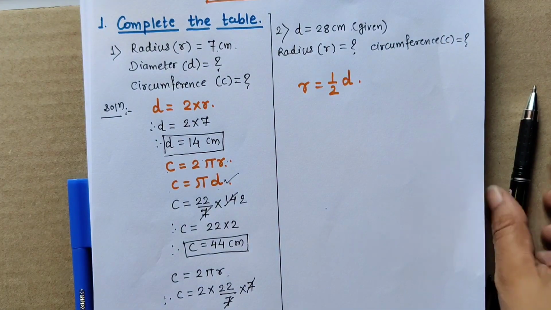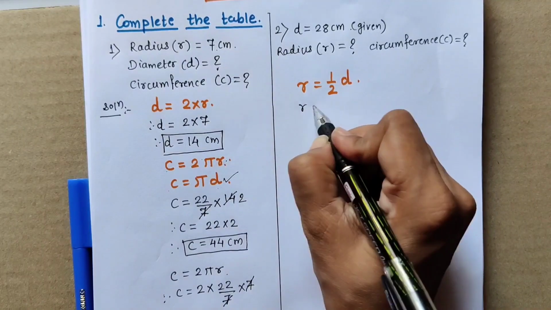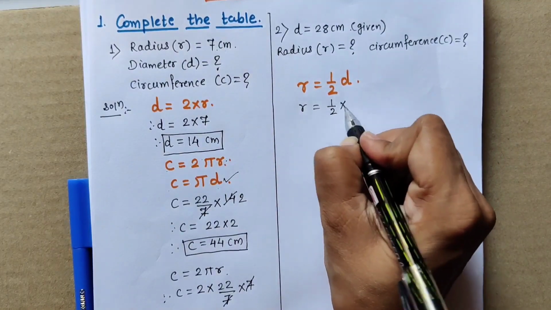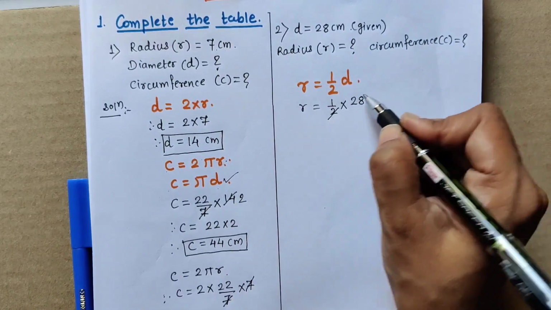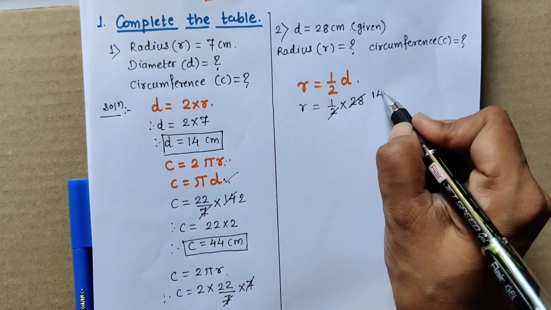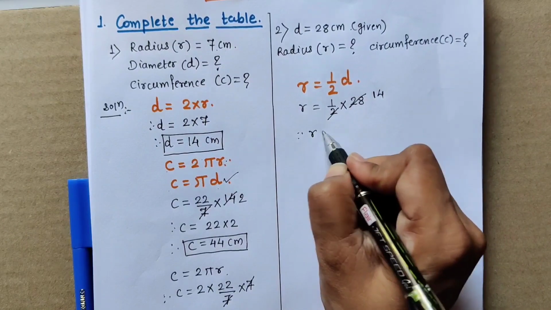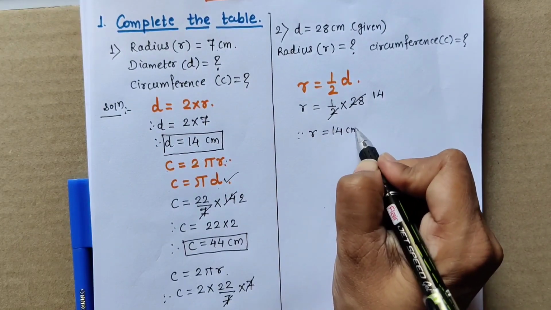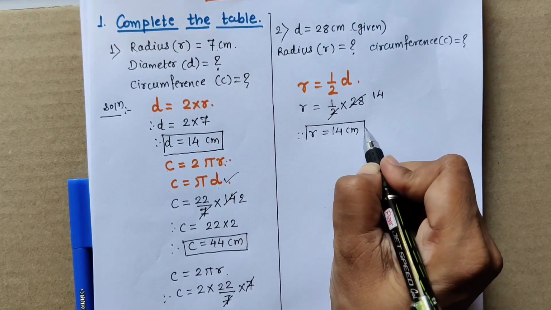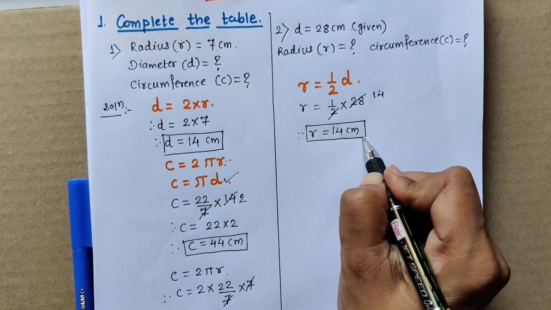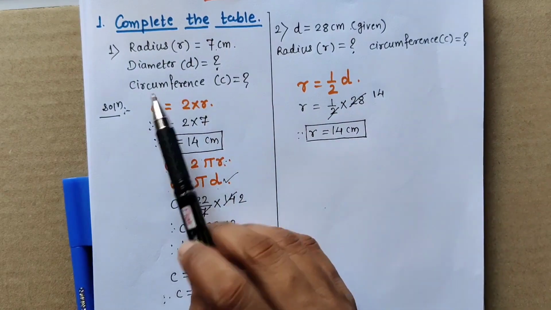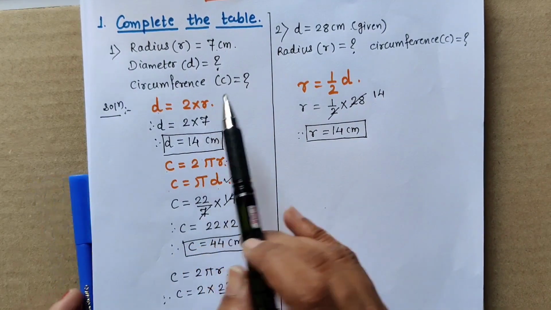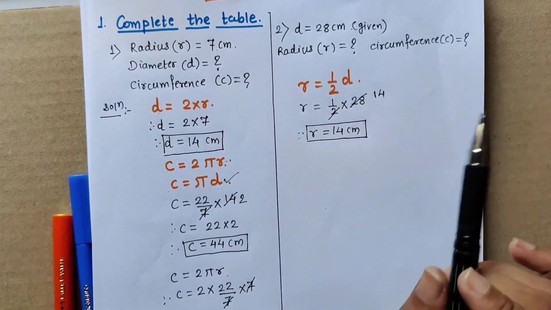Okay. So radius is half of diameter. Now find out the value of radius. Radius is equal to half multiplied by diameter 28. Now cancel it. 2 ones are 2, 2 ones are 2, 2 fours are 8. So radius we are getting 14 centimeter. So in this way we have to always keep this in mind. When diameter is 2 into radius, radius is half into diameter.